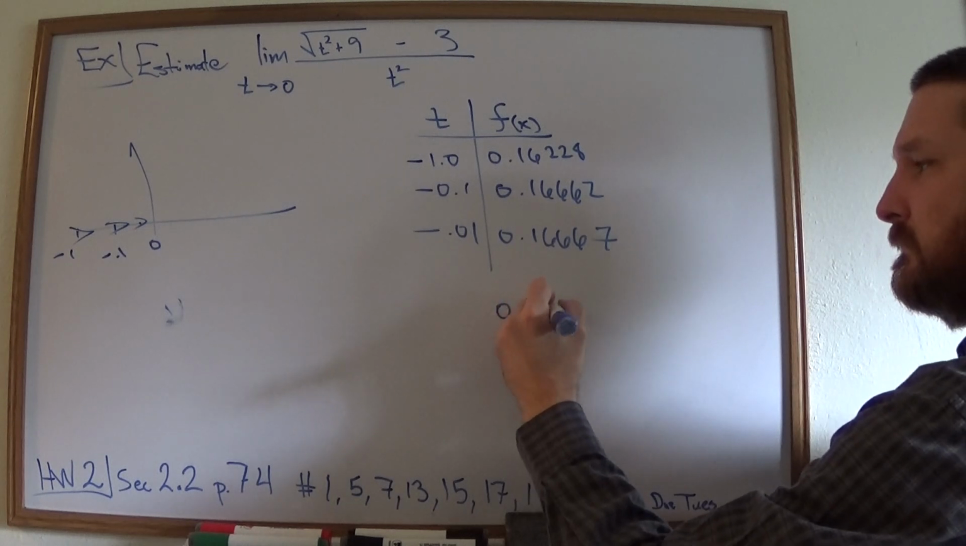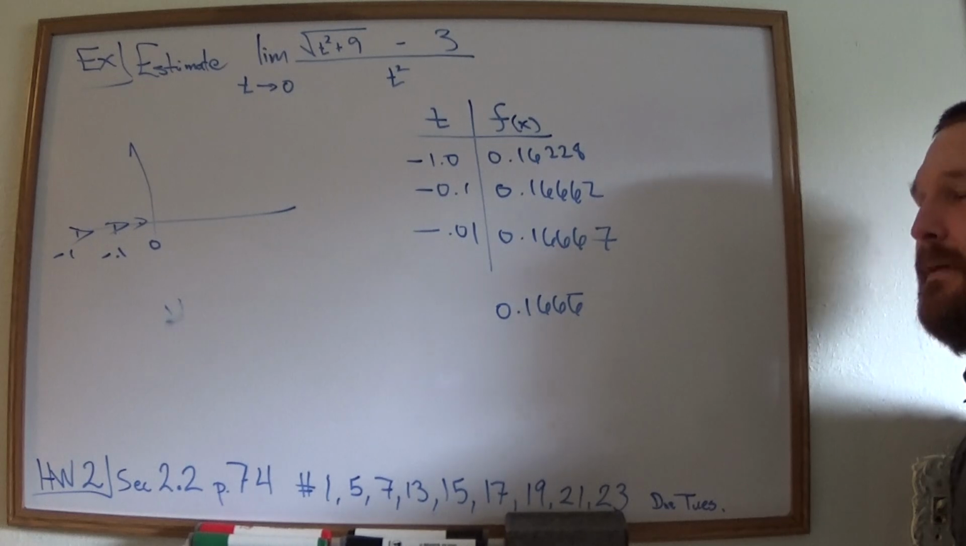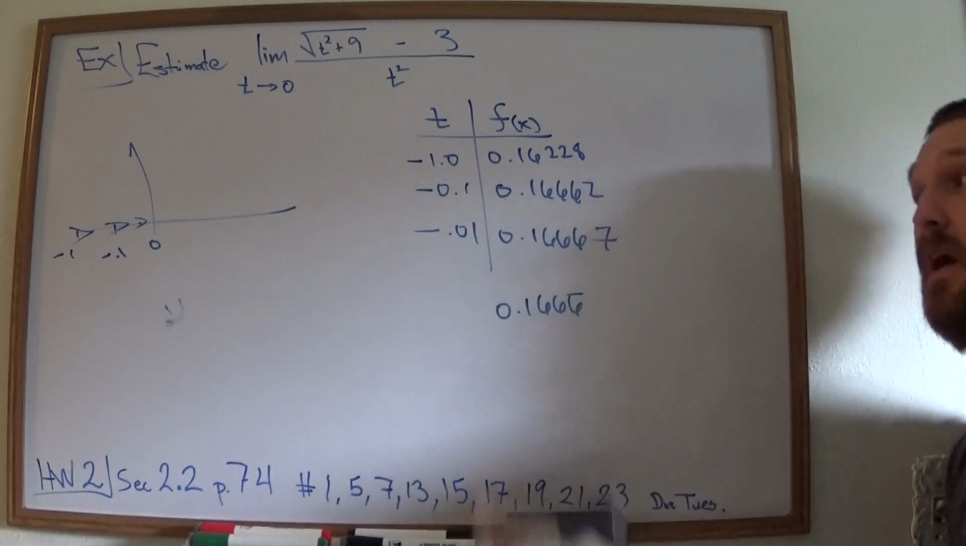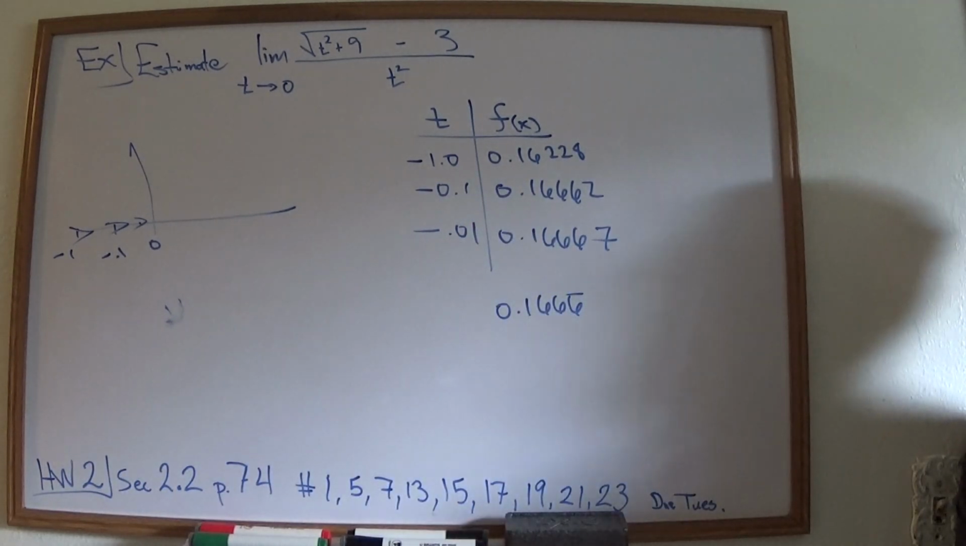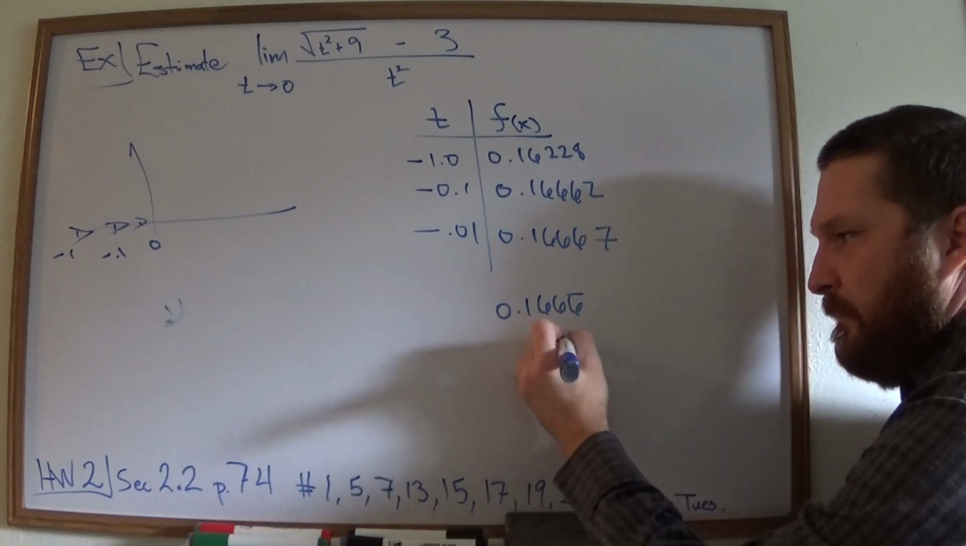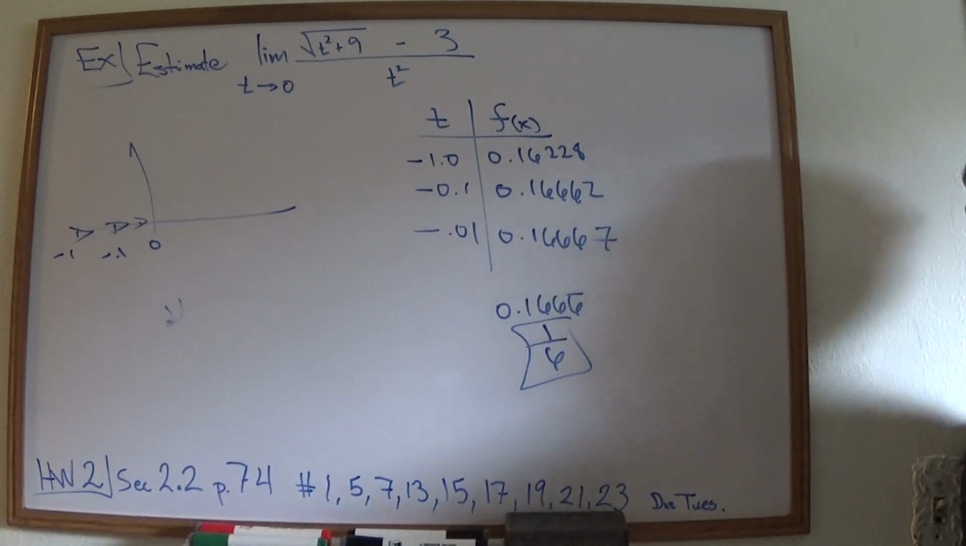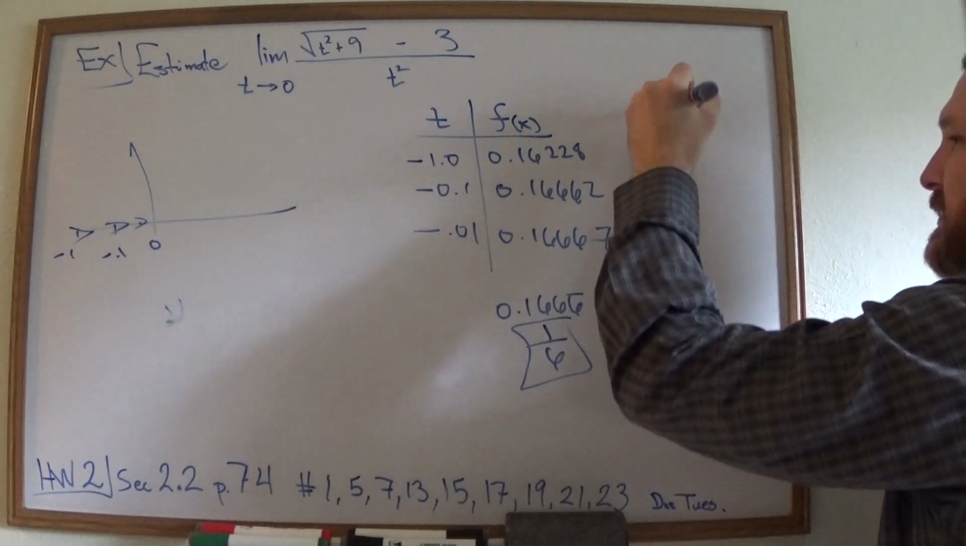Looks like it's going to what? Kind of looks like it's repeating. And if you weren't sure about that, you could do another one, and you'd see you get more sixes. So it looks like it's going to that. This is 1/6. It looks like it's going to 1/6. So okay, what happens from the other side?